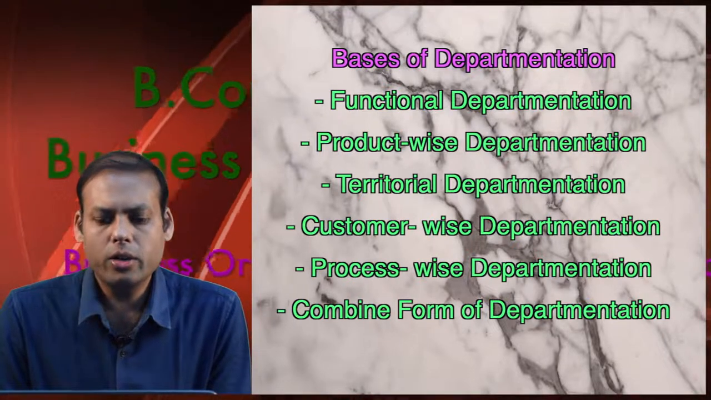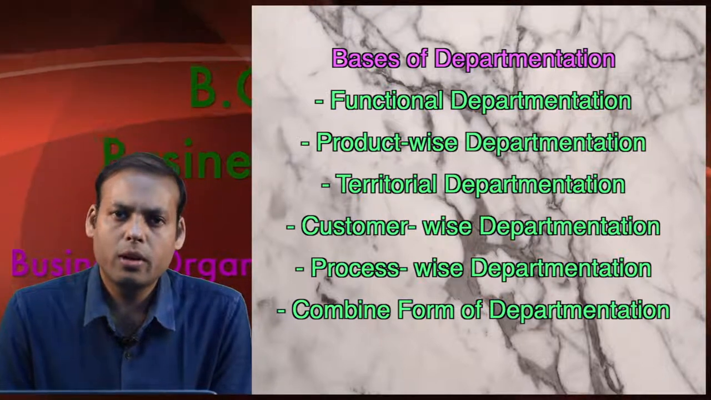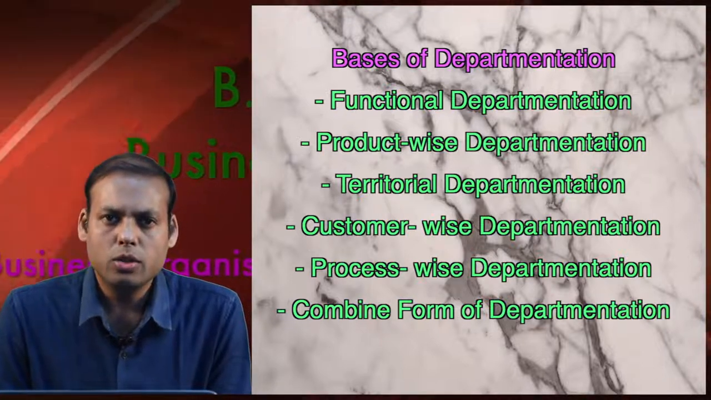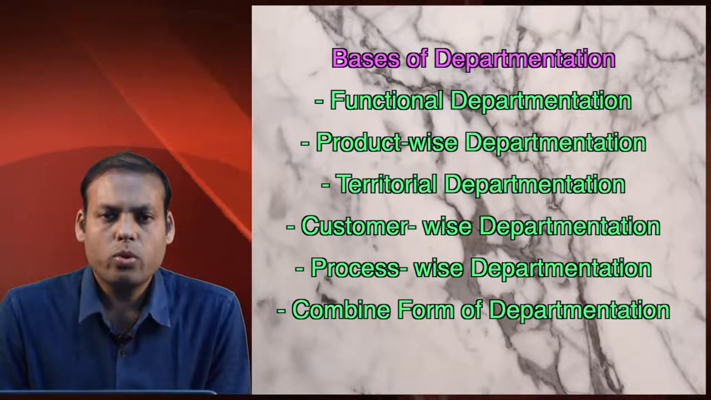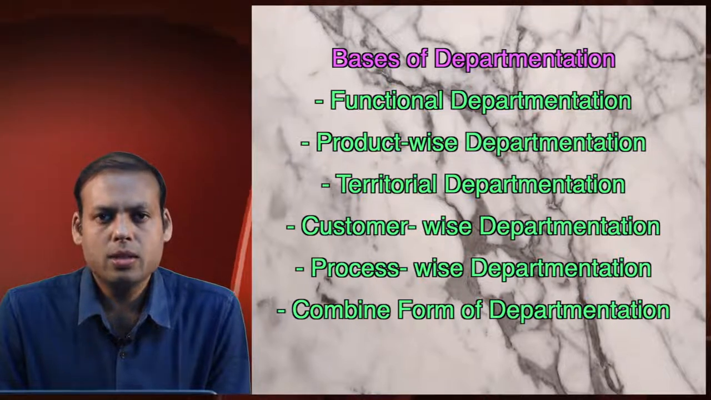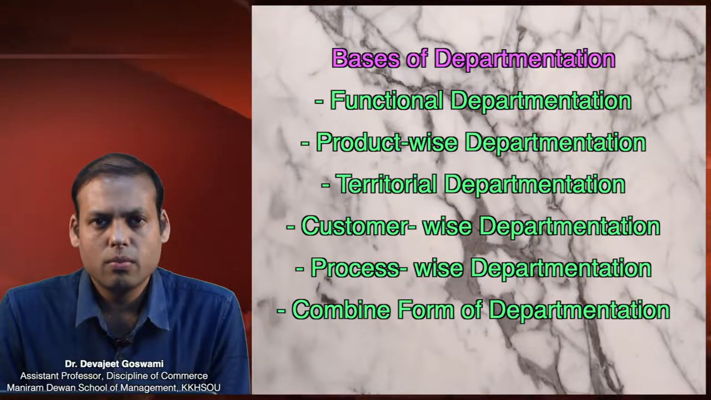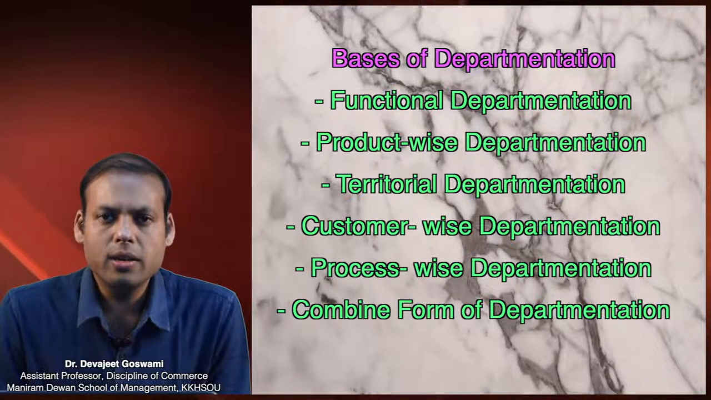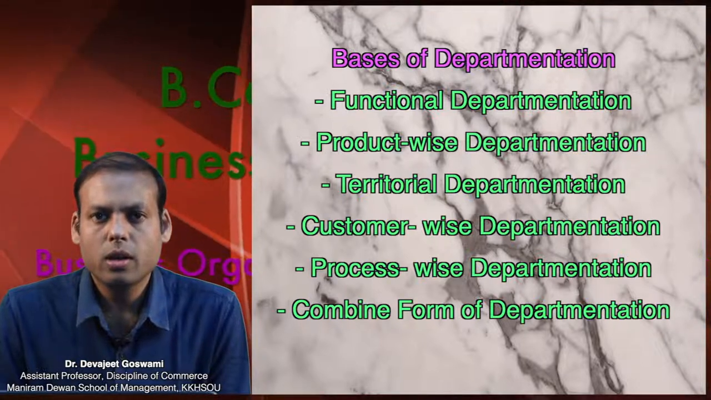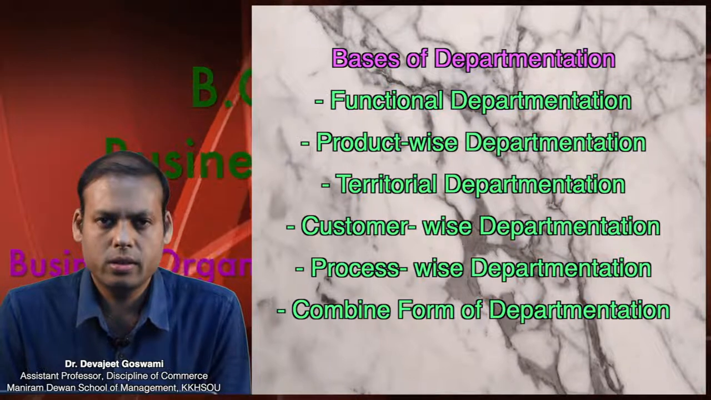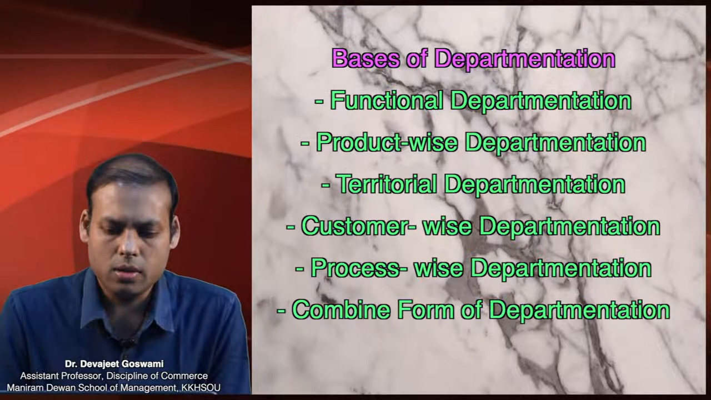Third, territorial departmentation. It means the organization will be departmentalized on the basis of the geographical areas where it has some business. So, suppose a particular business organization has its business in the northeastern states. Accordingly, it can divide its activities for the state of Assam, for the state of Manipur, for the state of Mizoram, for the state of Nagaland, etcetera. In this way the organization may departmentalize its activities.